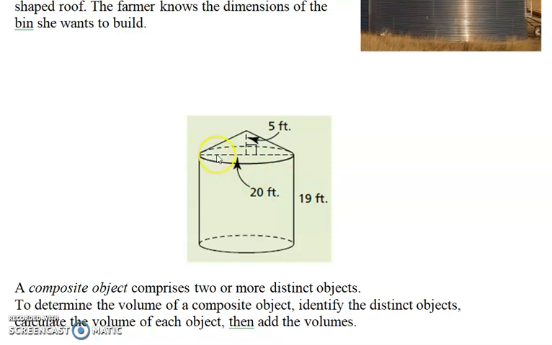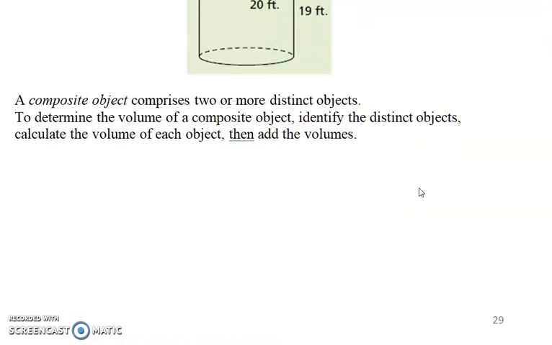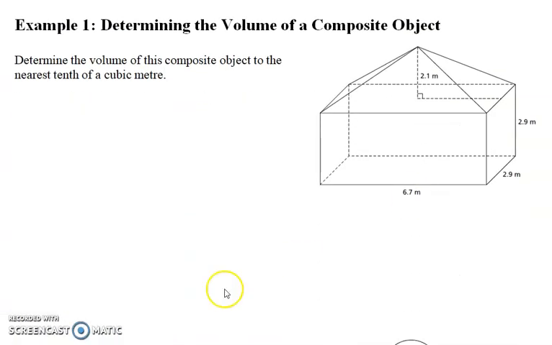So we got 20 coming across from here to here. So 20 would be the diameter of the cylinder and the cone. 19 feet would be the height of the cylinder, and 5 feet, coming from the center of the top of the cylinder, or the base of the cone, going right to the top here, is 5 feet. All right. So to determine the volume of a composite object, identify the distinct objects, calculate the volume of each, and then add the two together. Pretty straightforward. Okay. Let's look at example 1.